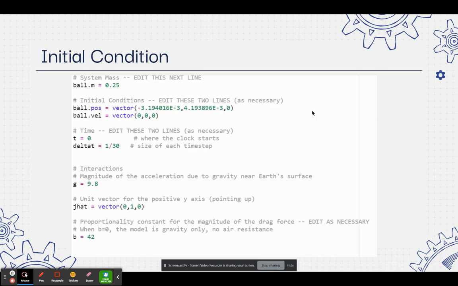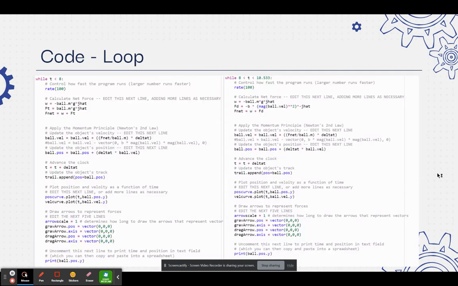Now, the code that we used, where the slinky has a mass of about 0.25 kilograms, and this is the initial position from tracker. Velocity starts at 0 as it's at rest, and we have the force of gravity as well as the j hat, and b, which is the drag coefficient, which we got by guess and check. And here is the loop where we use the position and velocity update formula.